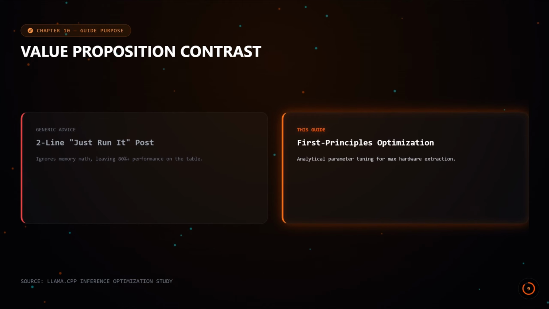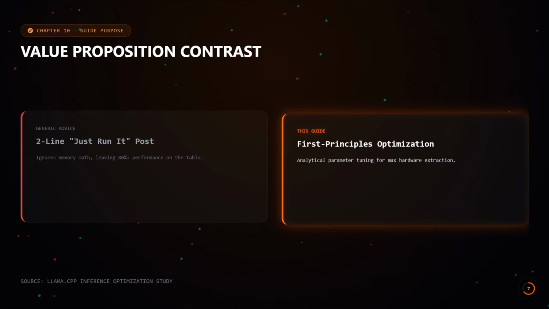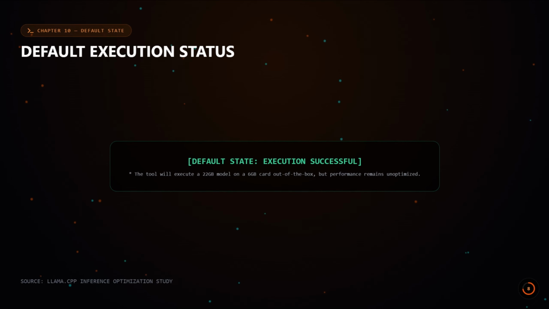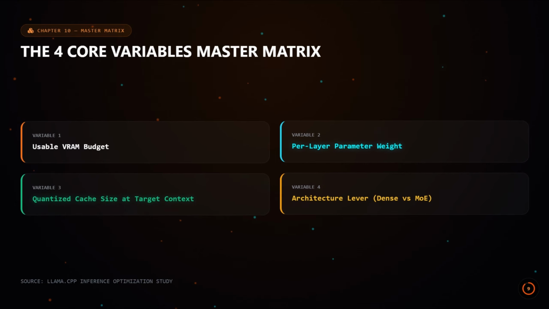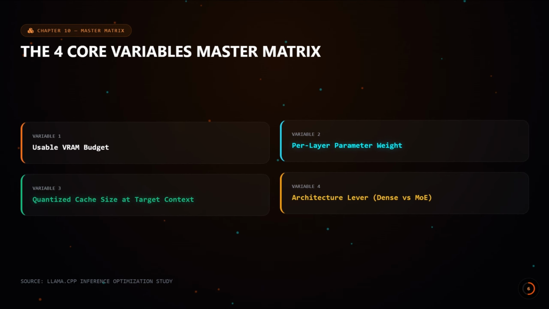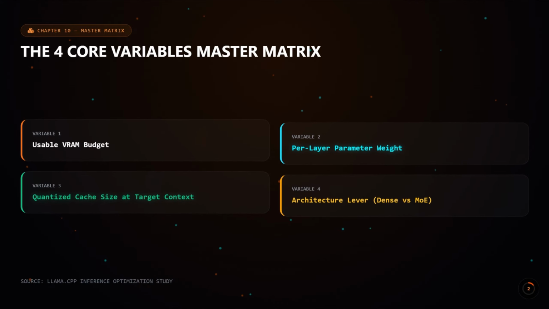The tool will run a 22GB model on a 6GB card by default. It will not run it well by default. The difference between those two outcomes is 4 numbers you can calculate in under a minute: your usable VRAM, your per layer weight, your cache size at the context you actually need, and whether the model architecture gives you a better lever than the plain split.